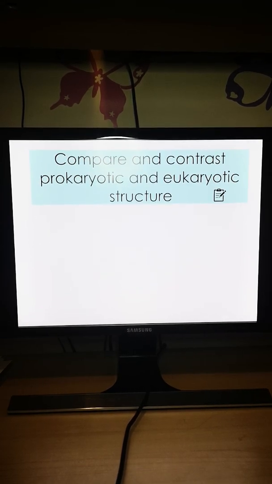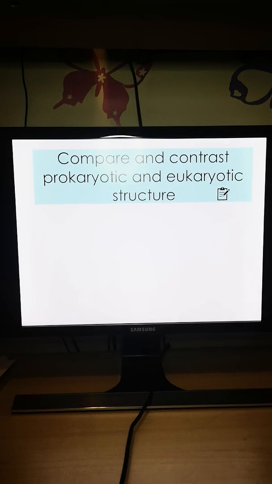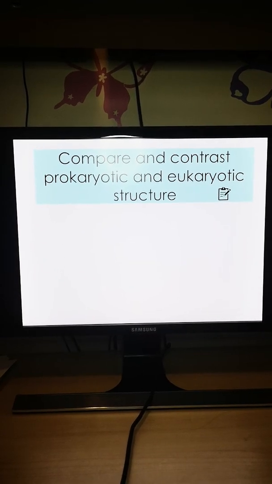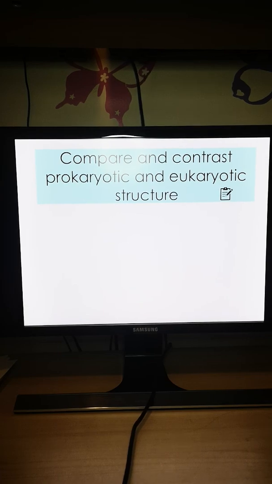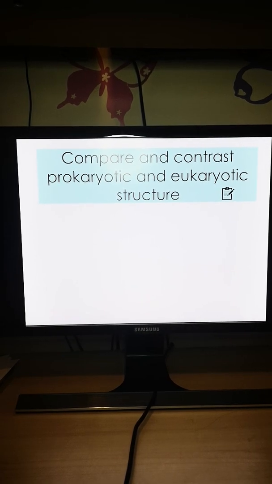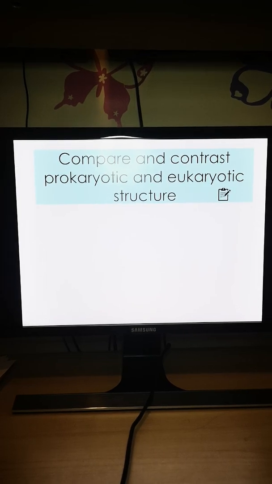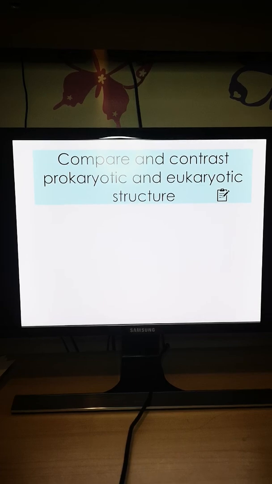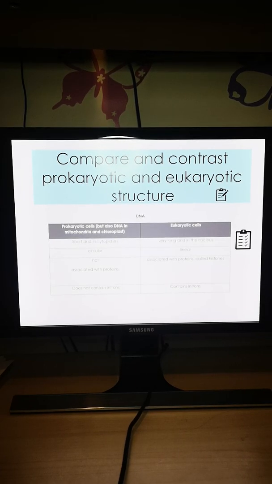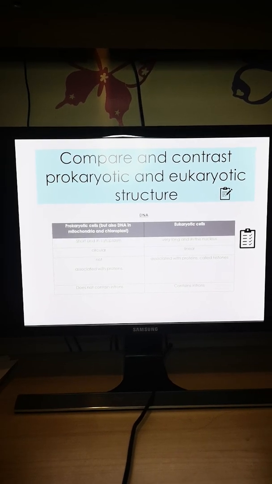Okay, so first things first, you need a pen and paper and you need to complete this task. So pause here. Okay, so you should be ready now to compare and contrast your prokaryotic and eukaryotic structure of DNA. Okay, so what have you got for prokaryotes?